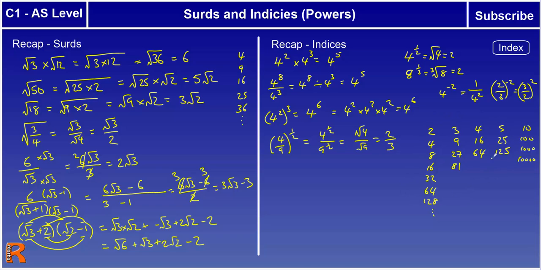There's very rarely any numbers outside of these. So if you get familiar with these, especially the powers of 2, because they're always used, you should be fine with most of the indices questions, because you'll notice what they're going to be before you do them.